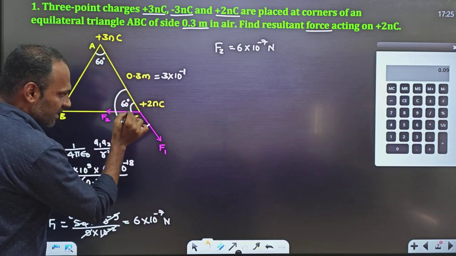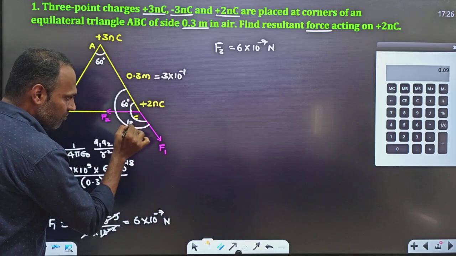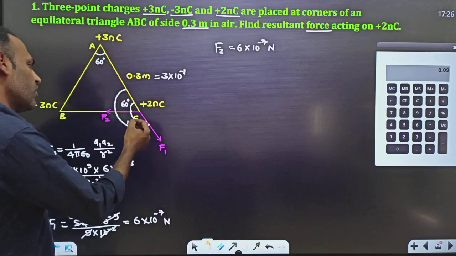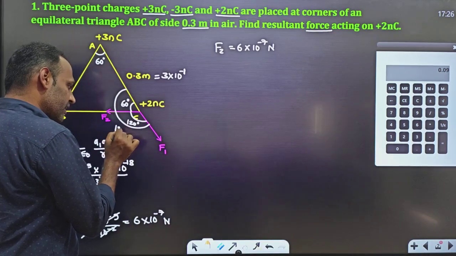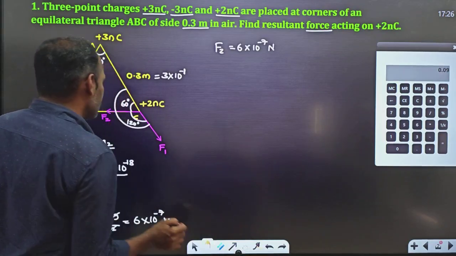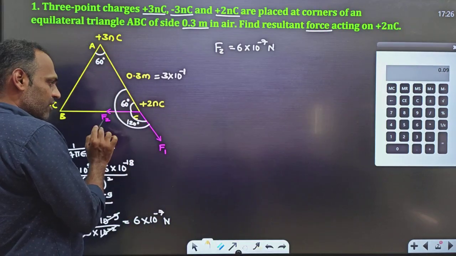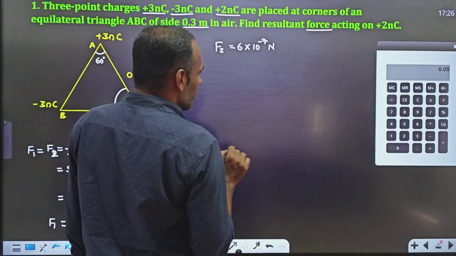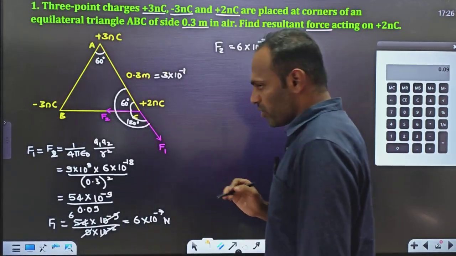Okay, if this is 60 degree, then how much will be this angle? This will be 120 degree. Yes, right. 120 plus 60, this will be 180 degree. Correct. So what we need is the angle between F1 and F2. The angle between F1 and F2 is 120 degree. Okay. See, one standard result you should know.